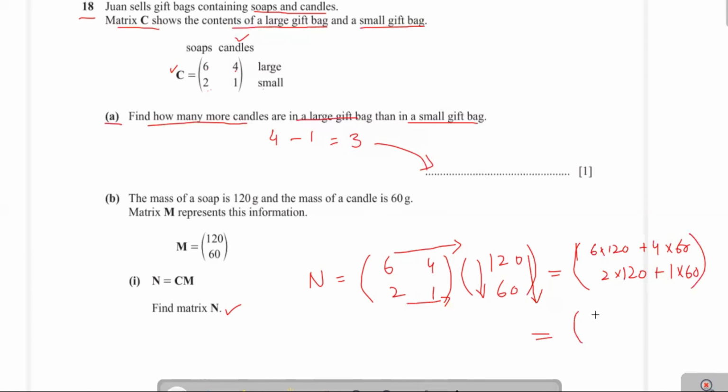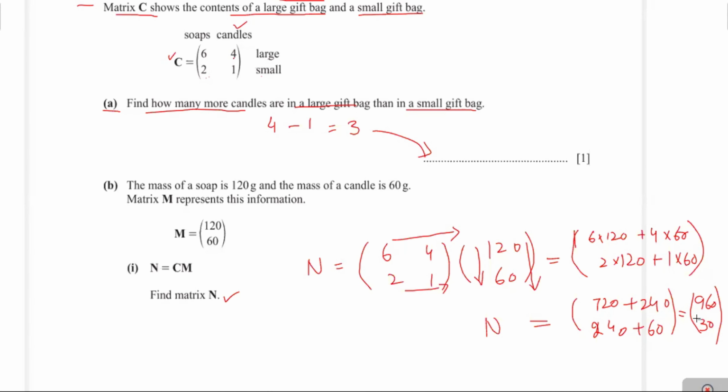Therefore, we get 720 plus 240, and 240 plus 60. Now the answer of this matrix is 960 and 300.